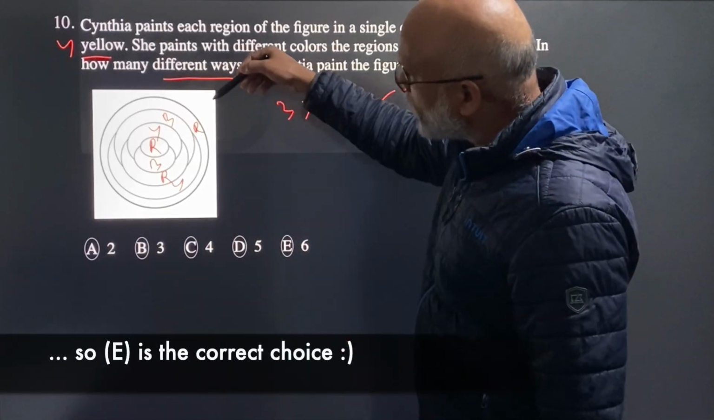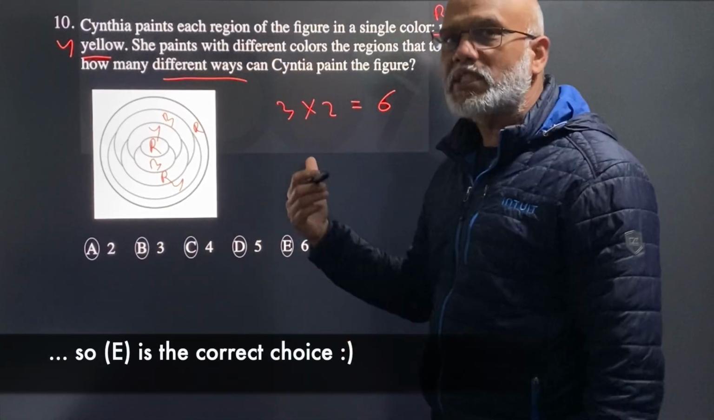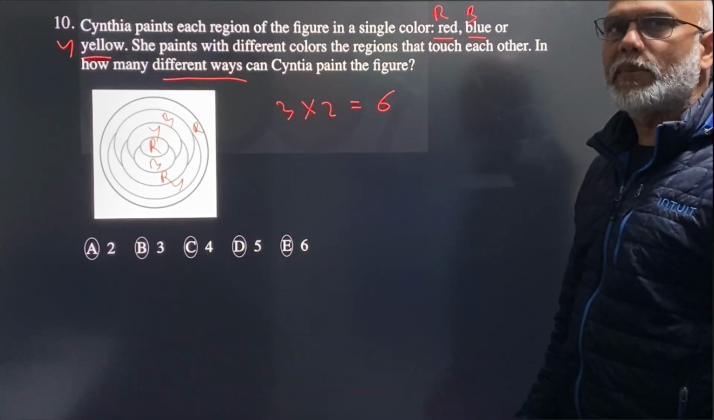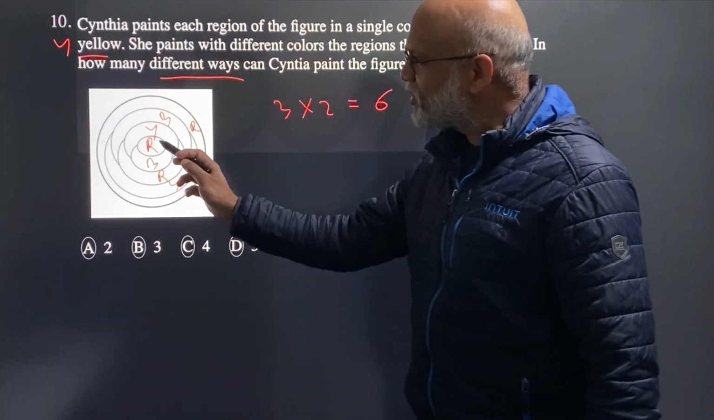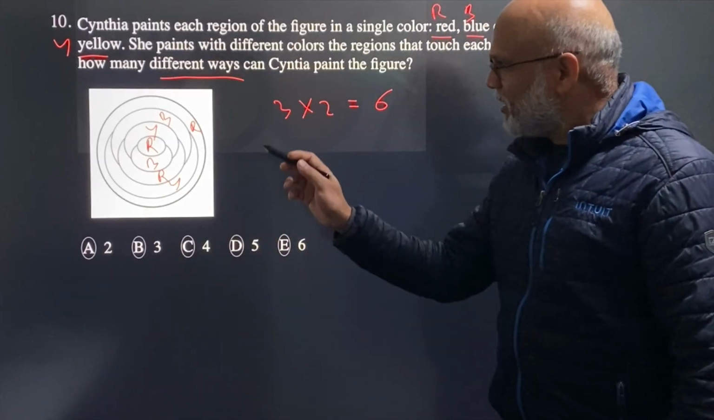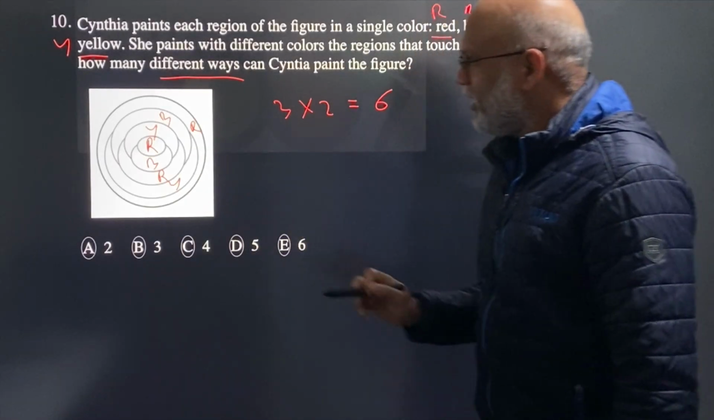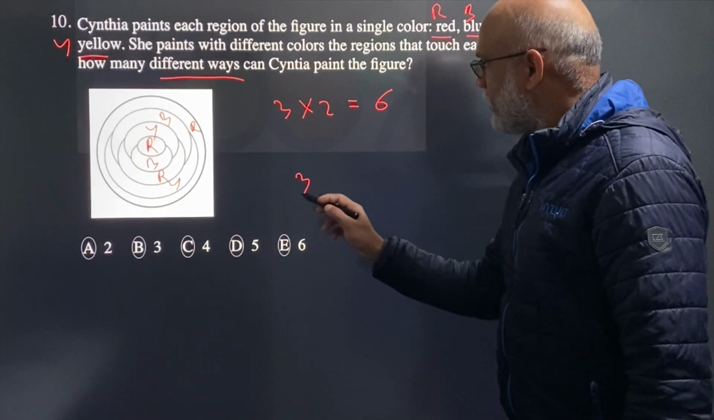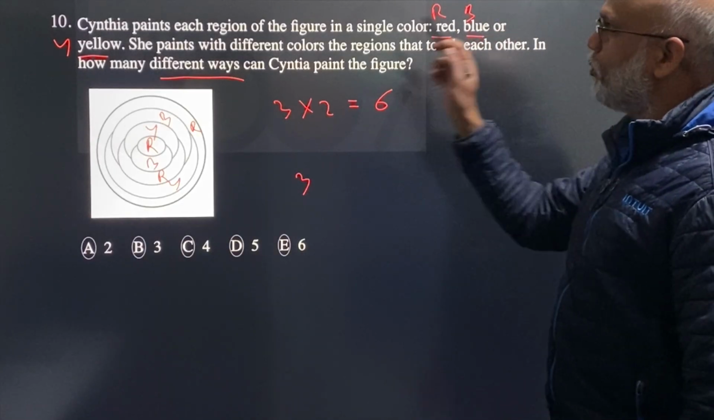Similarly, you can try to start from outside and argue the same way and see if you can come up with the same answer. Actually, you don't have to start from inside or outside. You can actually start from anywhere. So pick any region that will have 3 choices, red, blue or yellow.